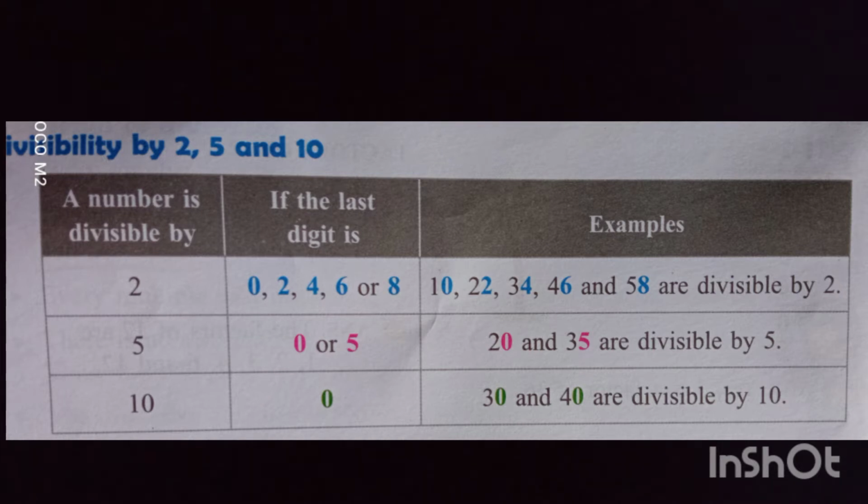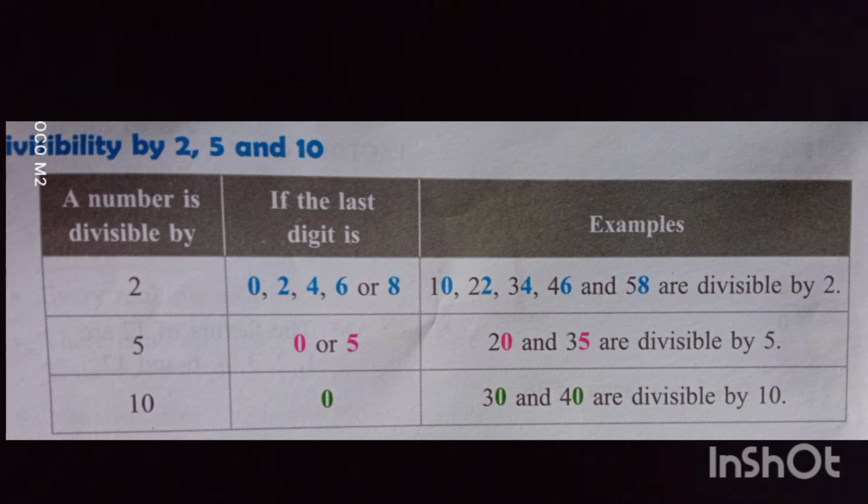Now look at the second number. All of you know about the multiplication table of 5, right? If you notice it carefully, you will see that every alternate number ends with 0 or 5. Like 5 ones are 5, 5 twos are 10 which ends with 0, 5 threes are 15, again 5, 5 fours are 20 which ends with 0. So like that, if any number ends with 0 or 5, that number is divisible by 5.